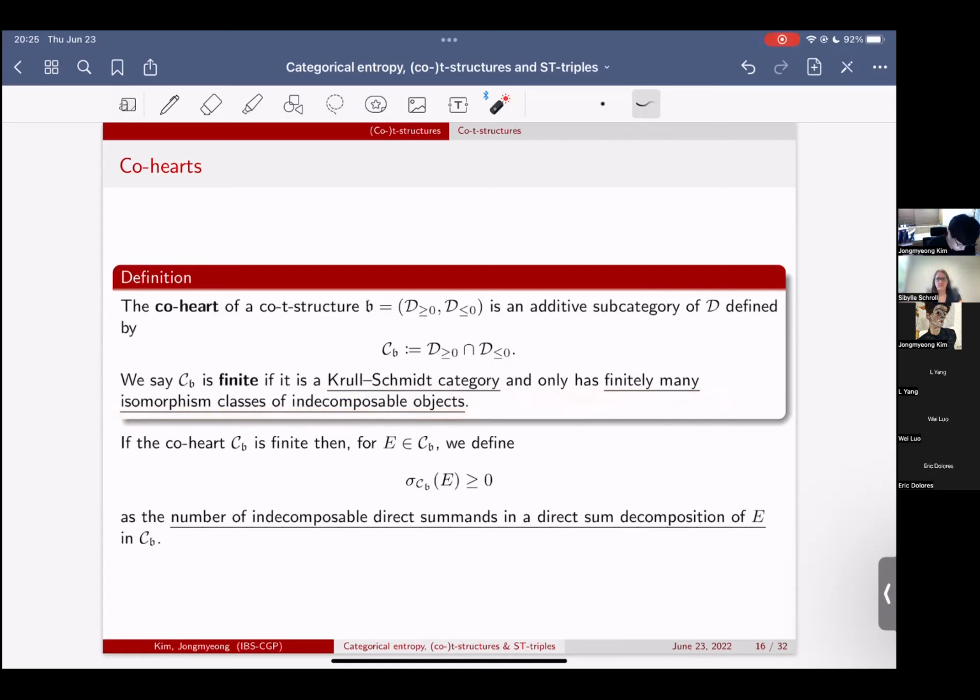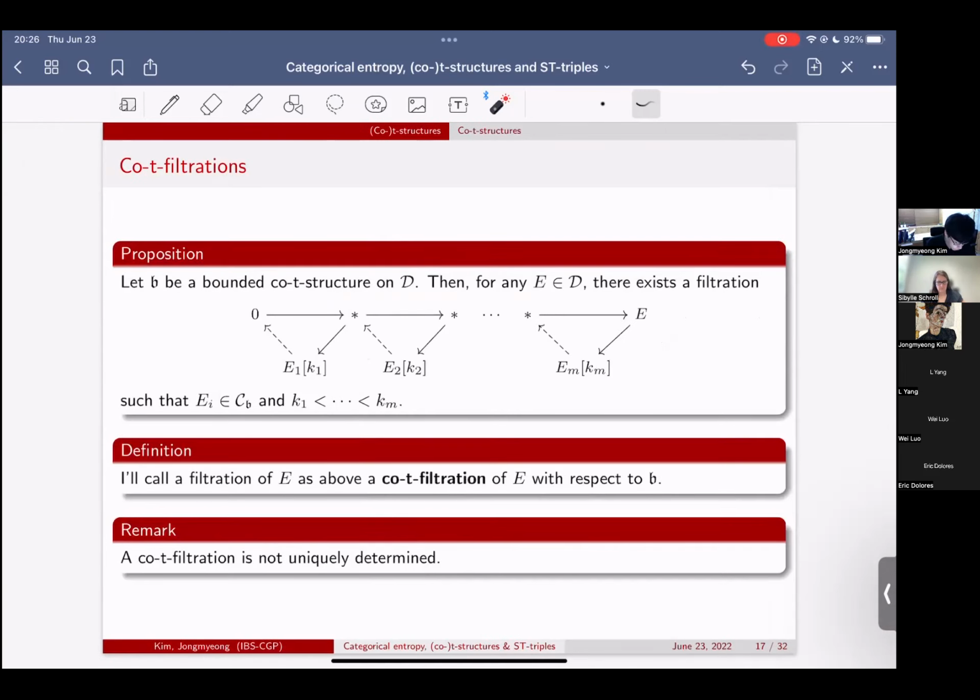And in this case, if cohort is finite, then for an object E of the cohort, we define an integer sigma of E as the number of indecomposable direct summands in a direct sum decomposition of E in the cohort. So we can consider such a thing because of our assumption that it is a correlation category, and so we define sigma E like this.